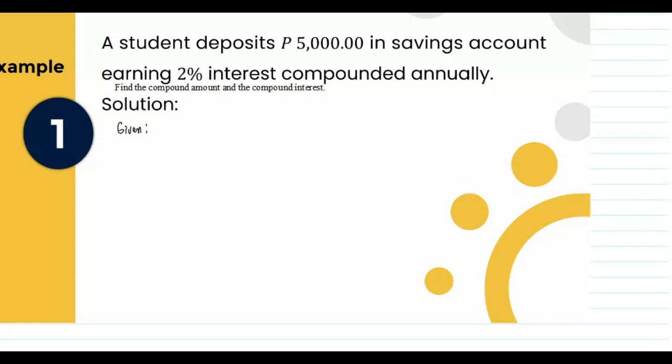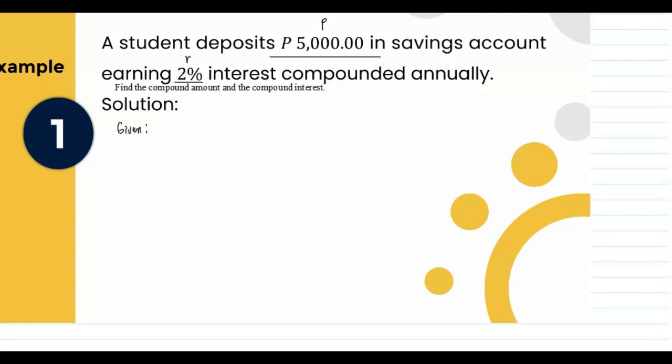So sabi sa problem, a student deposits 5,000 pesos in savings account, earning 2% interest compounded annually. The question is to find the compound amount and the compound interest. So let's do first yung pinaka first value. Let's try to determine what type of given this is. So yung 5,000 pesos there is a value that was deposited. So this is going to be our principal because that is the value that we start with. And then for 2%, that's going to be our annual interest rate.